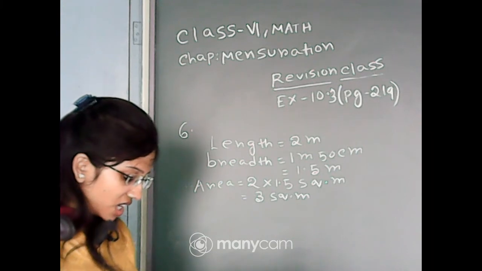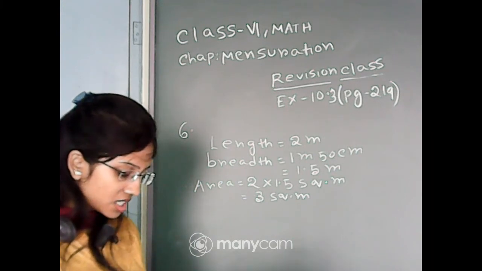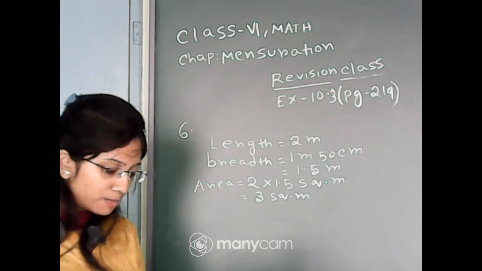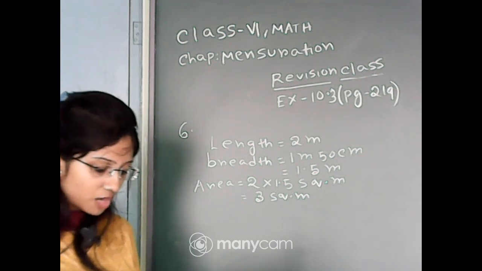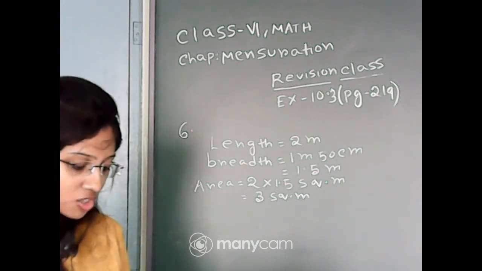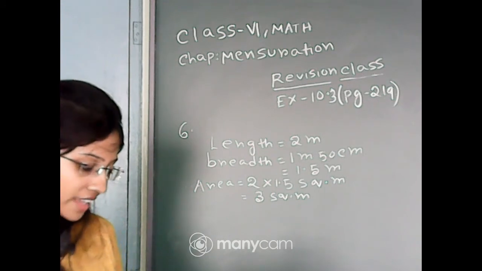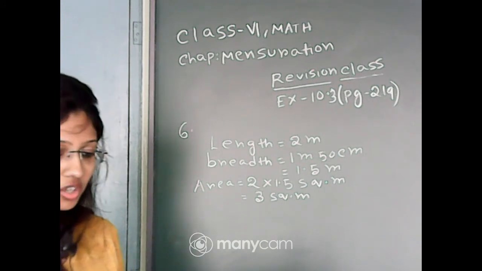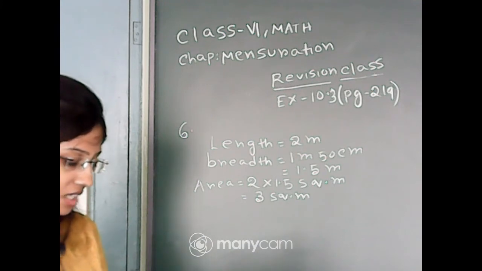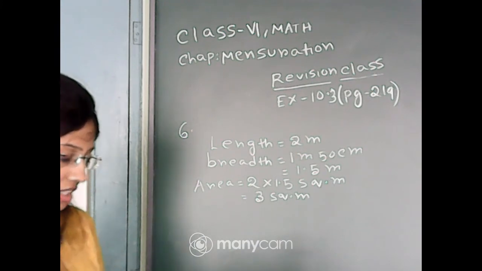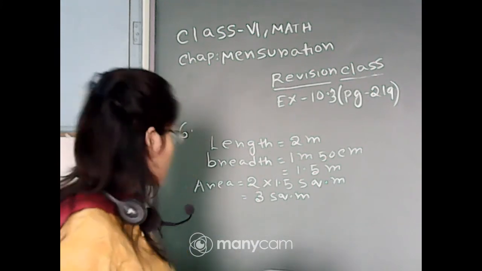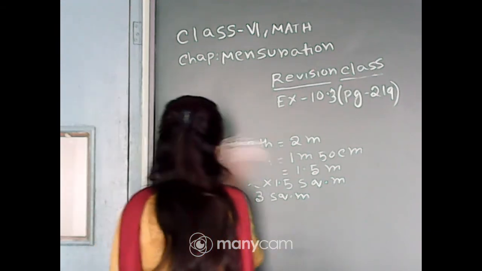Okay, next question number 8. A floor is 5 meter long and 4 meter wide. A square carpet of size 3 meter is laid on the floor. Find the area of the floor that is not carpeted. We have to find out the area of the floor that is not carpeted. Question number 8.